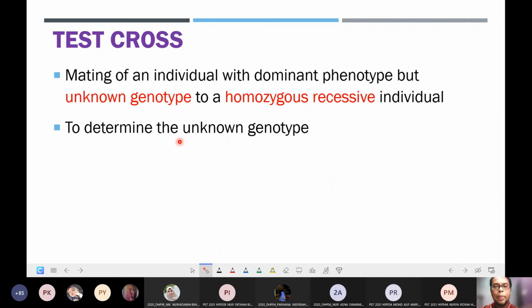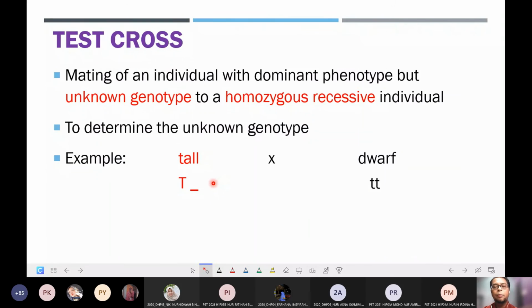This is to determine the unknown genotype of this dominant individual. For example, let's say we see a tall plant. This tall plant is showing a dominant phenotype. Tall is the dominant phenotype. However, we are not sure about the genotype of this individual. Is it homozygous dominant, capital T, or maybe heterozygous, capital T and small letter t? We are not sure, because both of the genotypes can still produce this type of dominant phenotype. Both genotypes, T besar, T kecil, boleh menghasilkan phenotype sama, iaitu pokok yang tinggi.